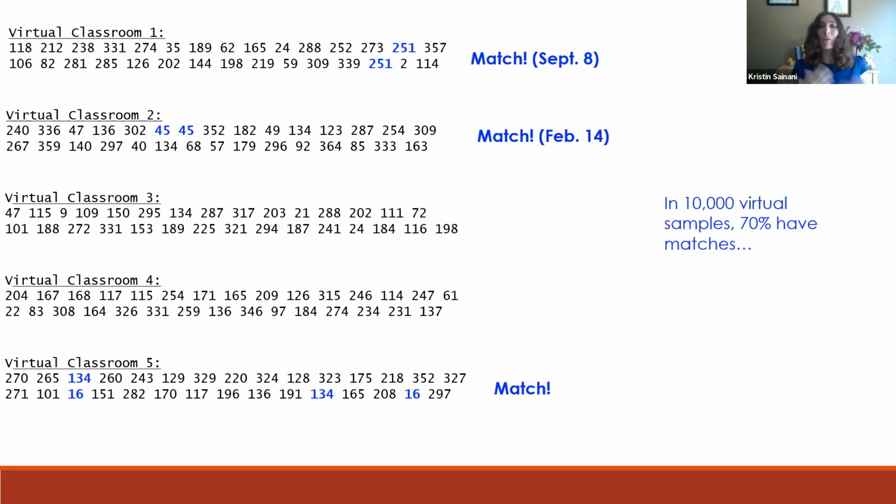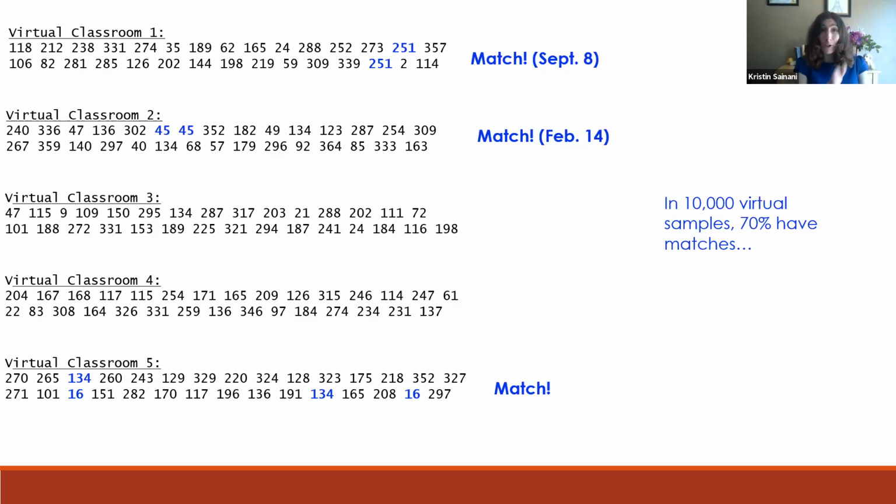We have to do this a large number of times. So I did this 10,000 times, and about 70% of the classrooms have matches. That matches the mathematical solution here, to a certain decimal place. If I want to match to more decimal places, I'm going to run this simulation more times, maybe 100,000 or 1,000,000 times. You can do this 1,000,000 times on your computer, no problem.